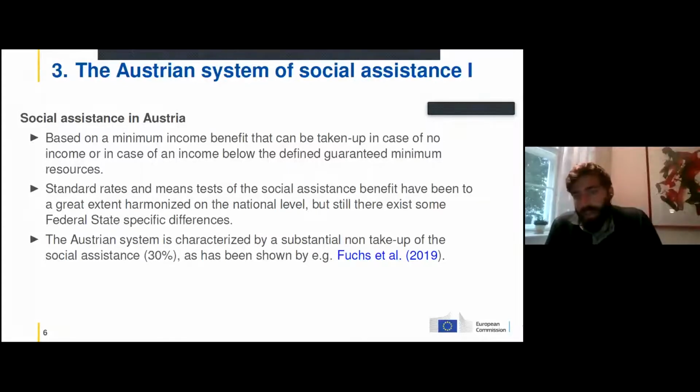There are several reasons. There's a study by Fuchs and others that suggests that the most likely reason behind this big non-take-up of social assistance is an information problem, because many families, especially families with children, might not be aware of being eligible for social assistance, because they can get quite big amounts, as I will show you later.